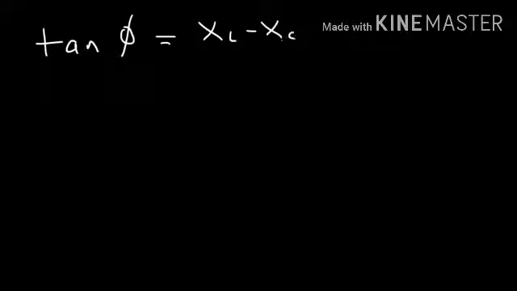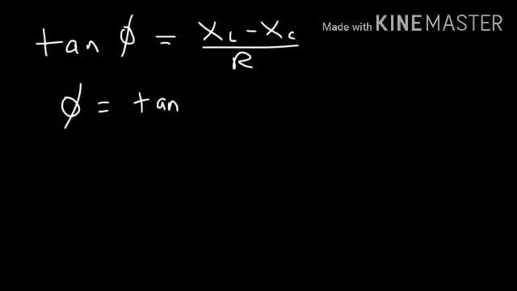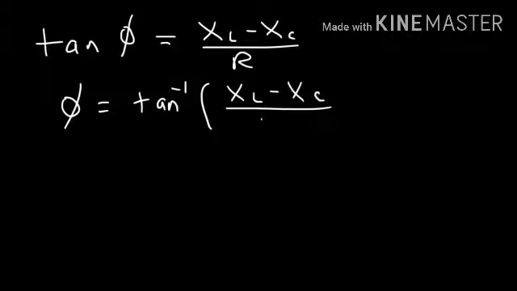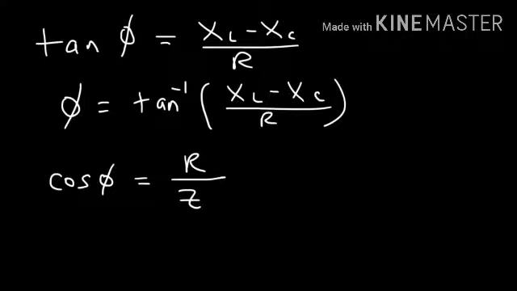Now there are some other equations that you need to know. If you want to find the phase angle, the tangent of the phase angle is XL minus XC over R. And the phase angle is going to be the arctan of the inductive reactance minus the capacitive reactance over the resistance. You can also use this equation. Cosine of the phase angle is equal to the resistance divided by the impedance. Cosine of the phase angle is also known as the power factor.